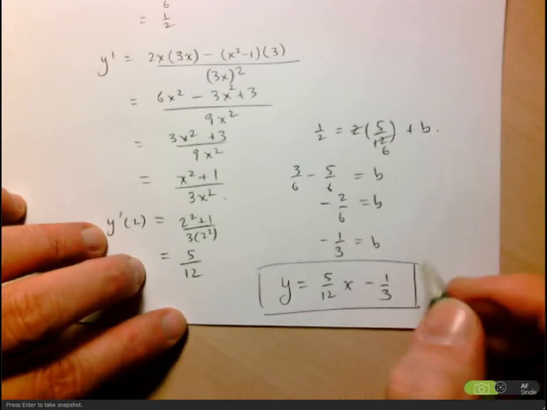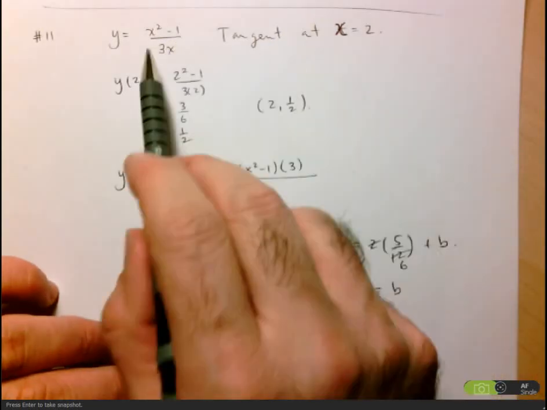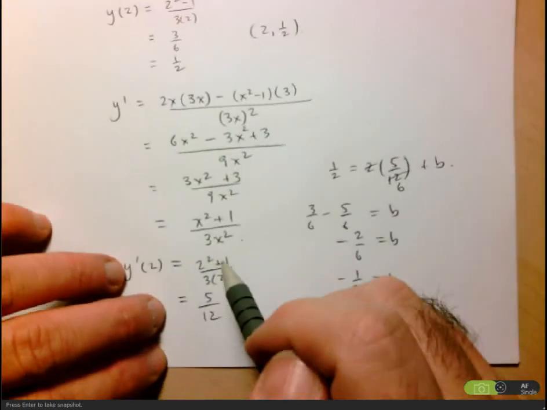Okay, so again, because the tangent line and the function share a point, we can use the function to find the point, and then we use the derivative to find the slope.